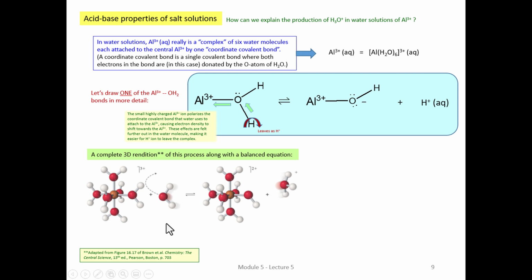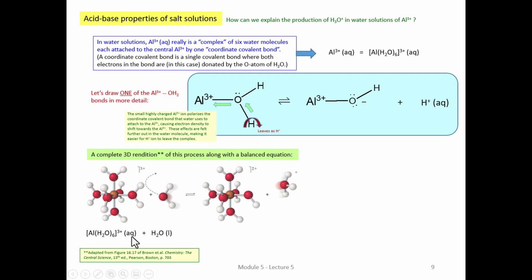We can show a complete 3D rendition of this process along with a balanced equation like this. So here's a nice static, meaning non-moving, molecular model. We've got water molecules, 6 of them, attached to the central aluminum ion through the oxygen of the water, and we have a water molecule now approaching.